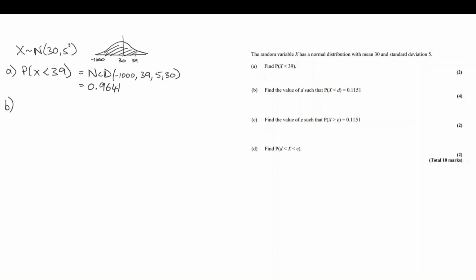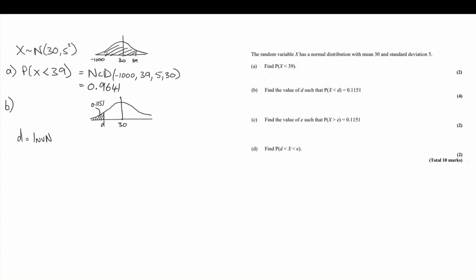Moving on to part B, we're asked to find the value of D such that this statement is true. We want the probability that x is less than D to be 0.1151. Well, let's see this on the diagram. So the probability that x is less than D is 0.1151. To find this unknown value D, I hope we recognize this situation. We can use the inverse function. The inverse function on our calculator will tell us a value for x if we knew the probability to the left of that value, the probability that it was less than that value. So we can find D with the inverse function.